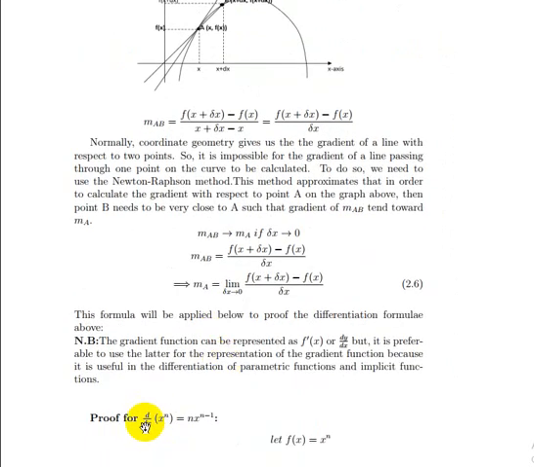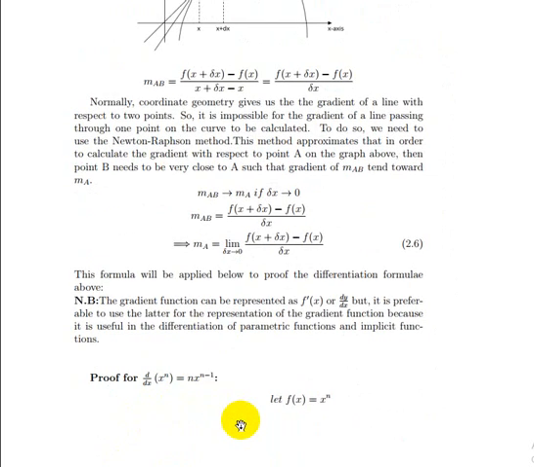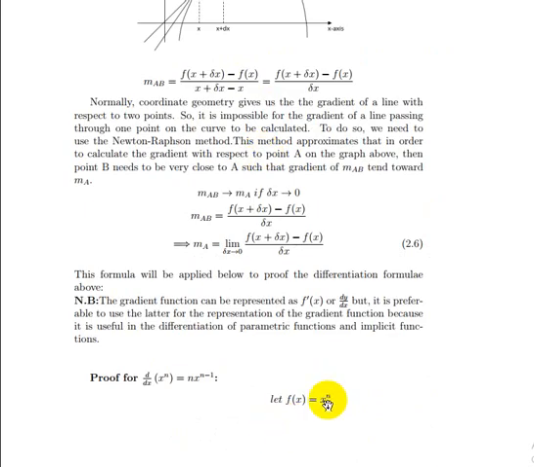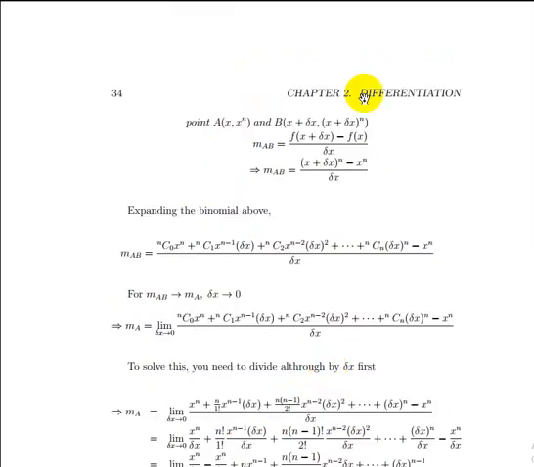Proof for d over dx of x to the n equals n x to the n minus 1. So let f of x equal x to the power n. You have a first point A equals x and y, so this is x and x to the power n, and the point B will be x plus delta x and x plus delta x all to the power n. I just substituted x plus delta x in the function f of x equals x to the power n to get the y of B here.